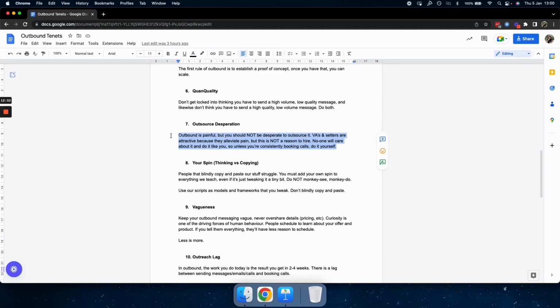So if booking appointments is the biggest problem for you right now, and you only really have the option of using outbound to solve the problem immediately, why on earth would you outsource that to a virtual assistant in the Philippines for $3 an hour? I know it sucks. I know outbound is painful. I know it requires work. I know it requires consistency. I know you don't like it.